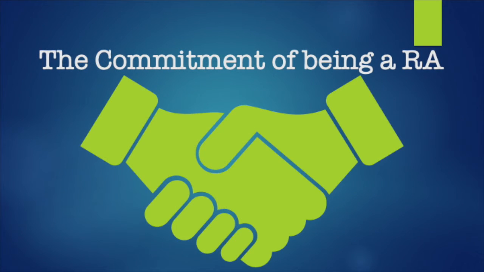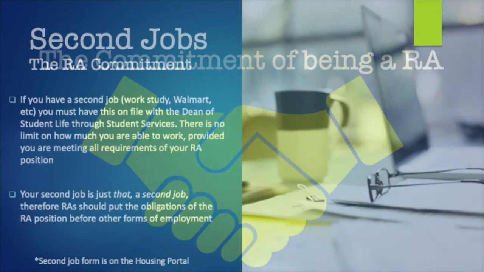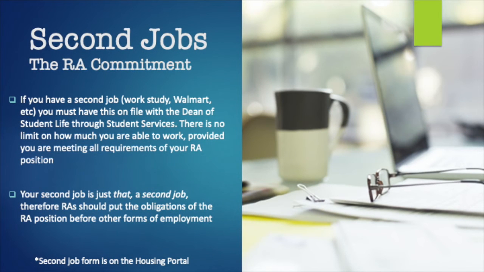The commitment of being an RA. If you have a second job, work study, Walmart, etc., you have to file this with the Dean of Student Life through Student Services. There is no limit on how much you are able to work, provided you are meeting all requirements of your RA position. Your second job is just that, a second job. Therefore, RAs should put in all the obligations of the RA position before any other forms of employment. The second job form is on the housing portal.